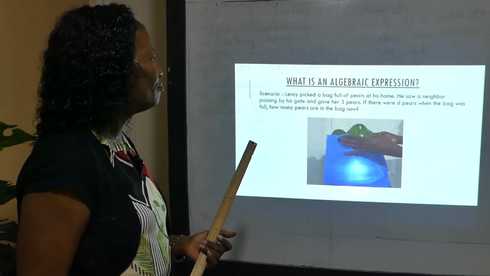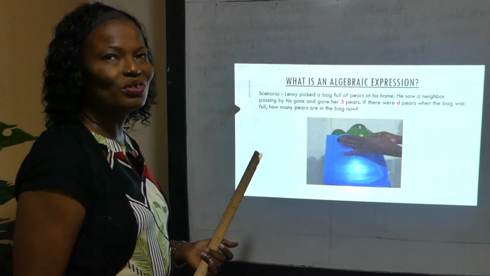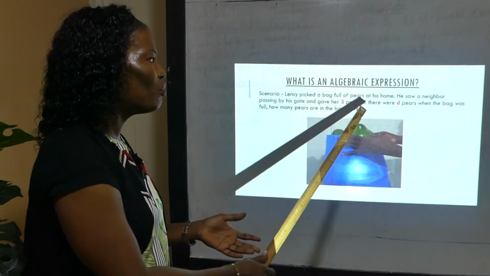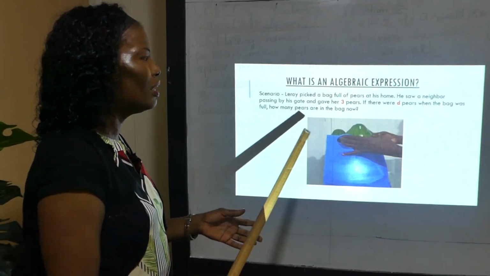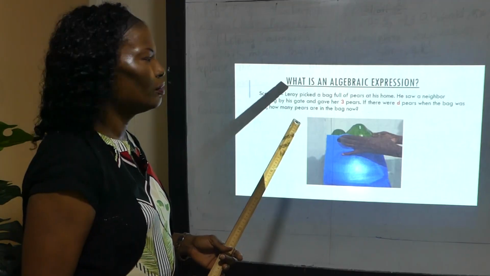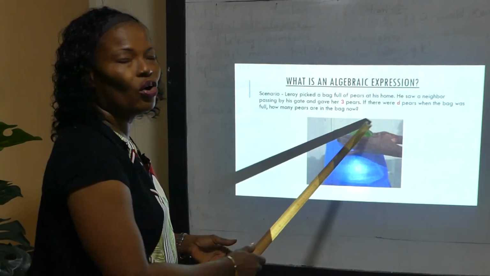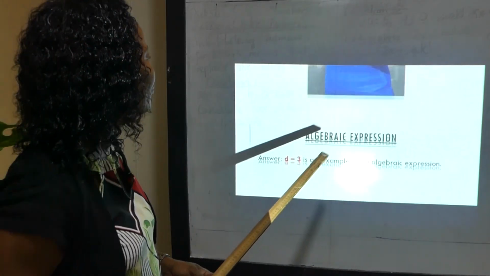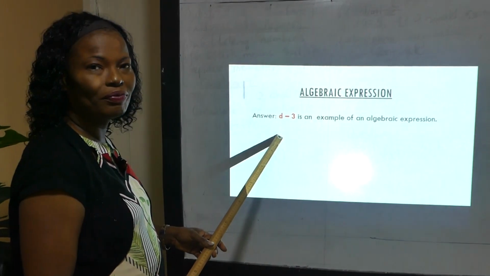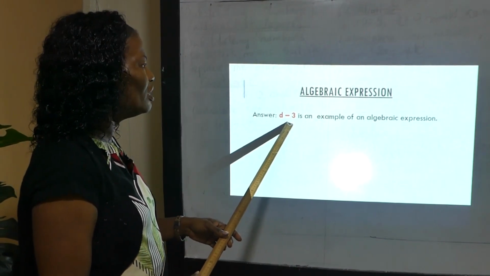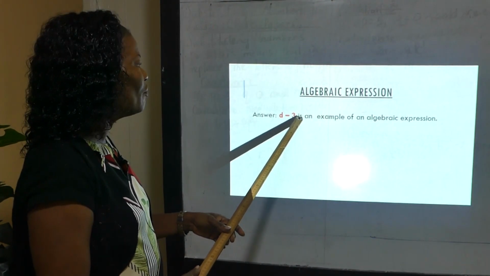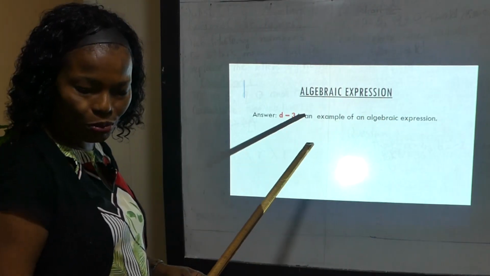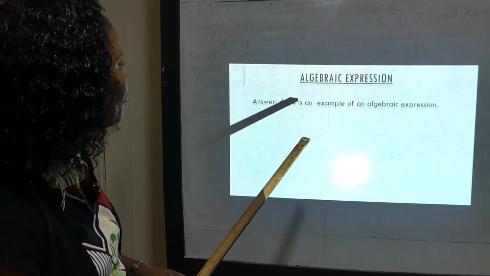Just give it even 2 seconds. Think about it. When the bag was full, it was D pears. He gave away 3. Which one is bigger, the D or the 3? All right, let me tell you the answer. The D is bigger. So this is an expression, D minus 3, because he gave away 3 from the D. This is an example of algebraic expression.